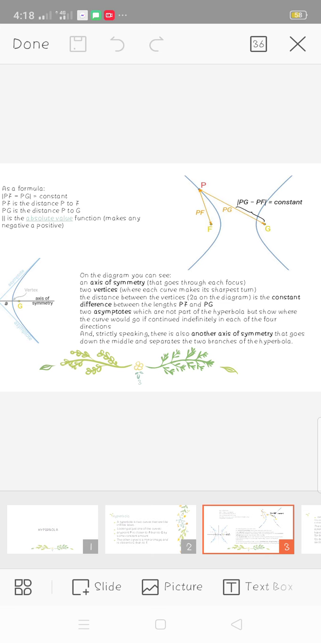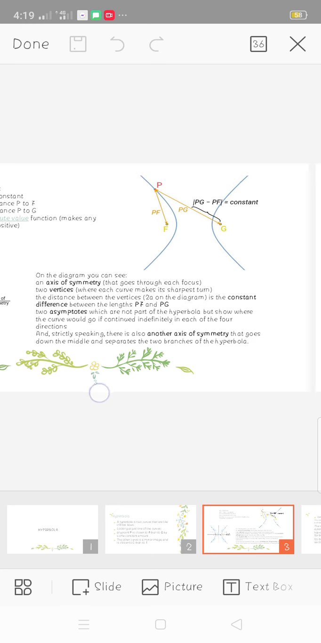There are also two asymptotes, which are not part of the hyperbola but show where the curve could go. It continues indefinitely in each of the four directions. Strictly speaking, there is also another axis of symmetry that goes down the middle and separates the two branches of the hyperbola.